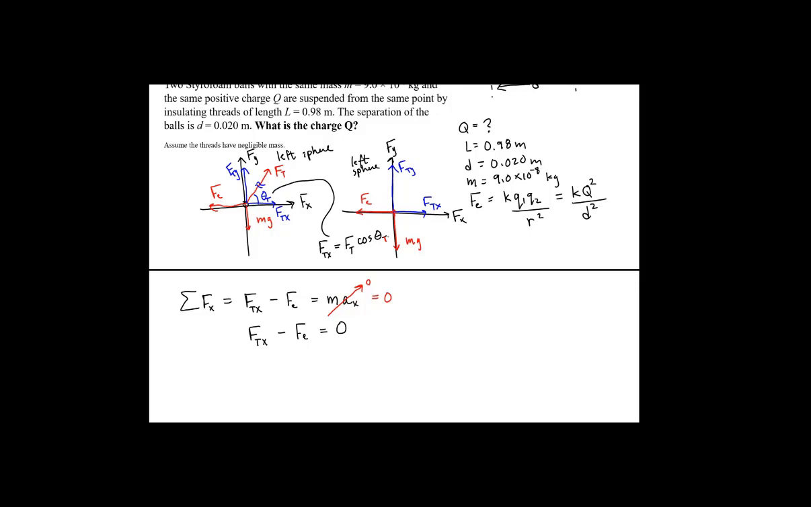So coming back to our Newton's second law, I could replace the x component of the force of tension with the magnitude of tension times the cosine of the angle that the tension makes with the x-axis, minus the Coulomb force. Well, remember the Coulomb force is K, the Coulomb constant, times the charges squared divided by the distance squared between them. And that is equal to 0.